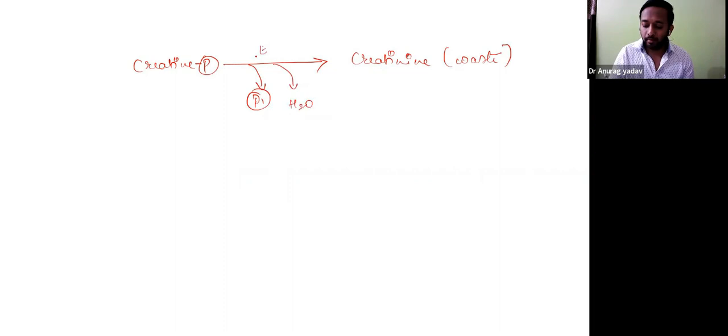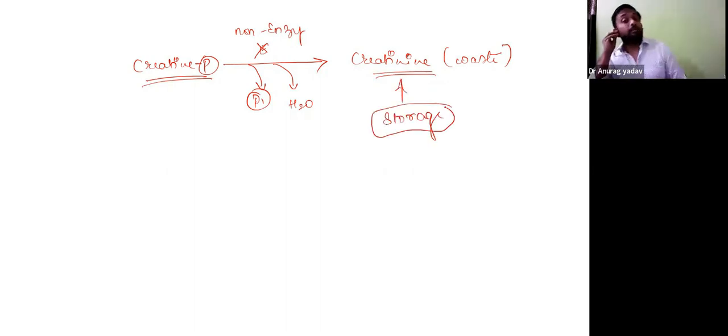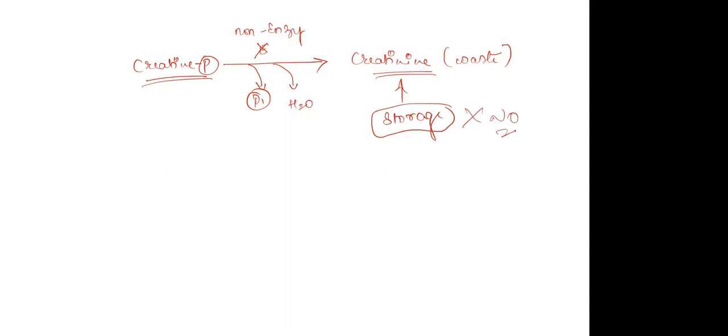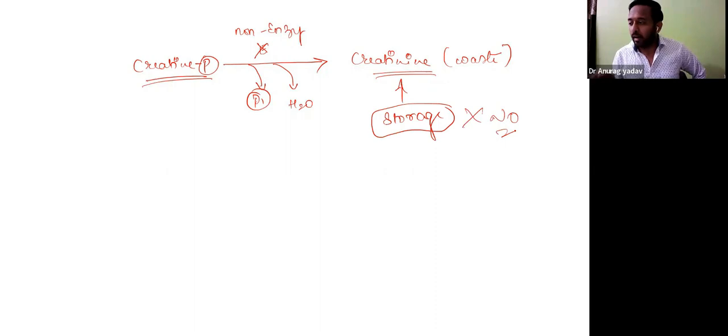Enzyme, no enzyme. It's a non-enzymatic reaction. Once the lifespan of creatine phosphate is done, it is excreted, and the waste compound is creatinine. Now, if someone asks you, is there any storage of this creatinine? What will be your answer? No. Why? Because the body will not store anything which is waste. Unless it has some designated function, the body will store. If it is a waste, there is no storage form.